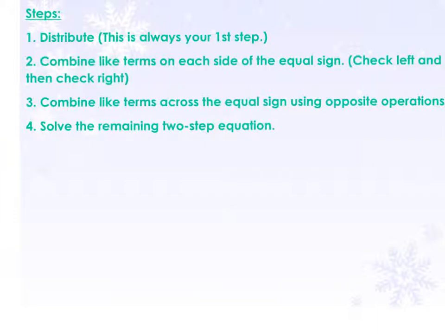The steps to do this, as always, we start by distributing. Then we'll combine like terms on the left side and then on the right side. Once we're done, we'll combine across the equal sign using opposite operations. And finally, we'll solve the remaining two-step equation.